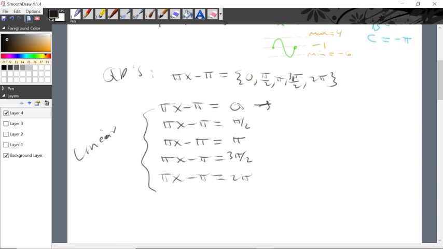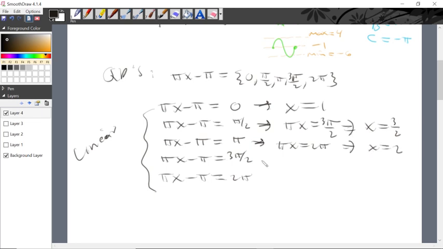The first one, add pi and then divide by pi, we get x is equal to 1. The next one, add pi, so we get pi x is equal to 3 pi over 2, and then divide by pi, well then x is equal to 3 halves or 1.5. The next one, add pi to get 2 pi, so pi x is equal to 2 pi, divide by pi, then x is equal to 2. Okay. The next one, add pi to 3 pi over 2, so we get pi x is equal to 5 pi over 2, divide by pi, then x is equal to 5 halves or 2.5.